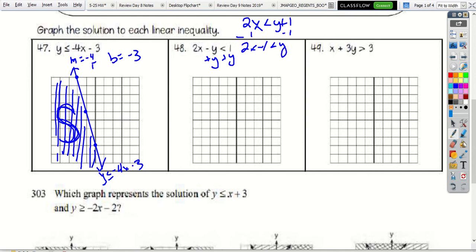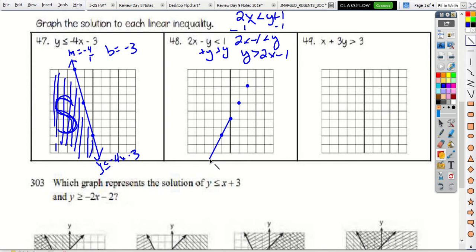And remember, we actually want to write the y first. So we want to put the y in front. We flip the inequality around, and we do y is greater than 2x minus 1. So the slope is 2. The y-intercept is -1. So positive 2 means up 2, right 1, up 2, right 1, or down 2, left 1. I graph my line.